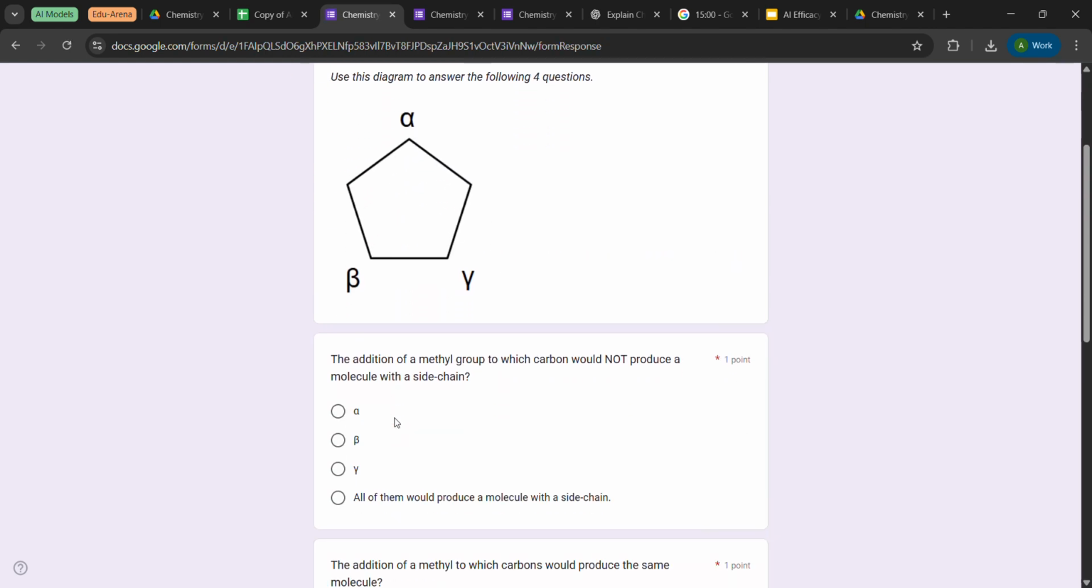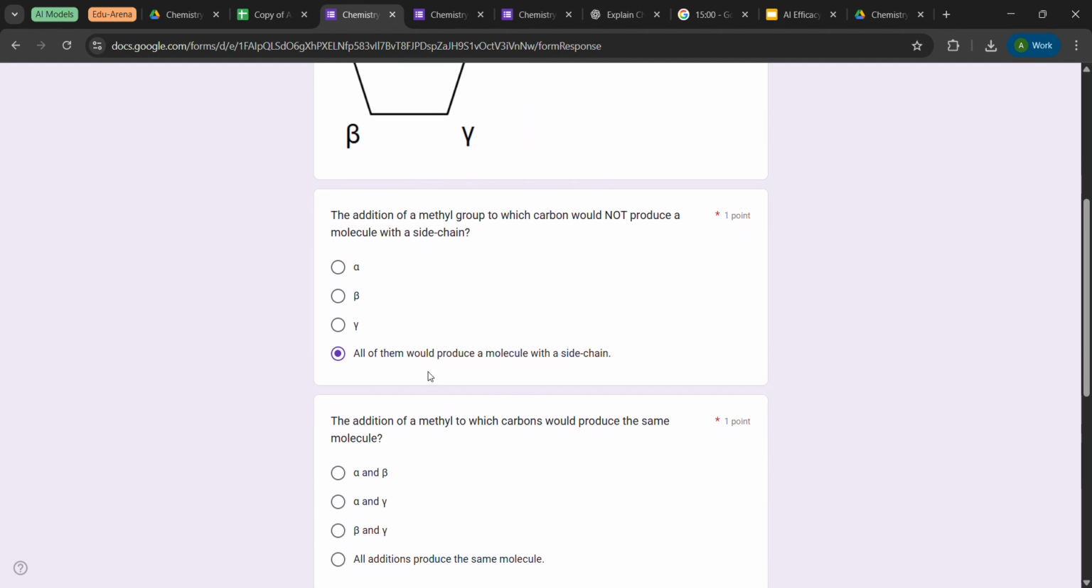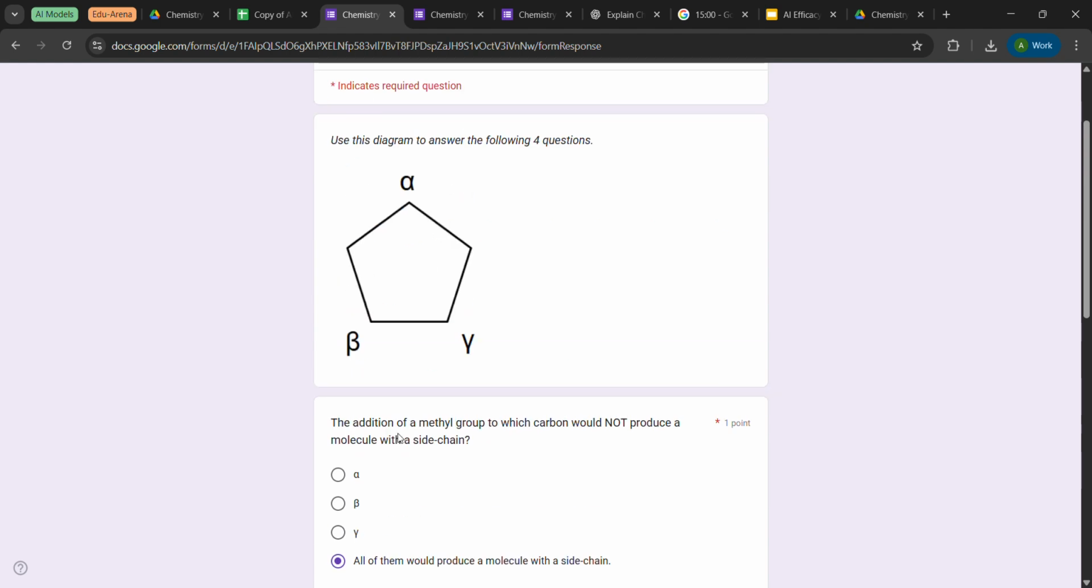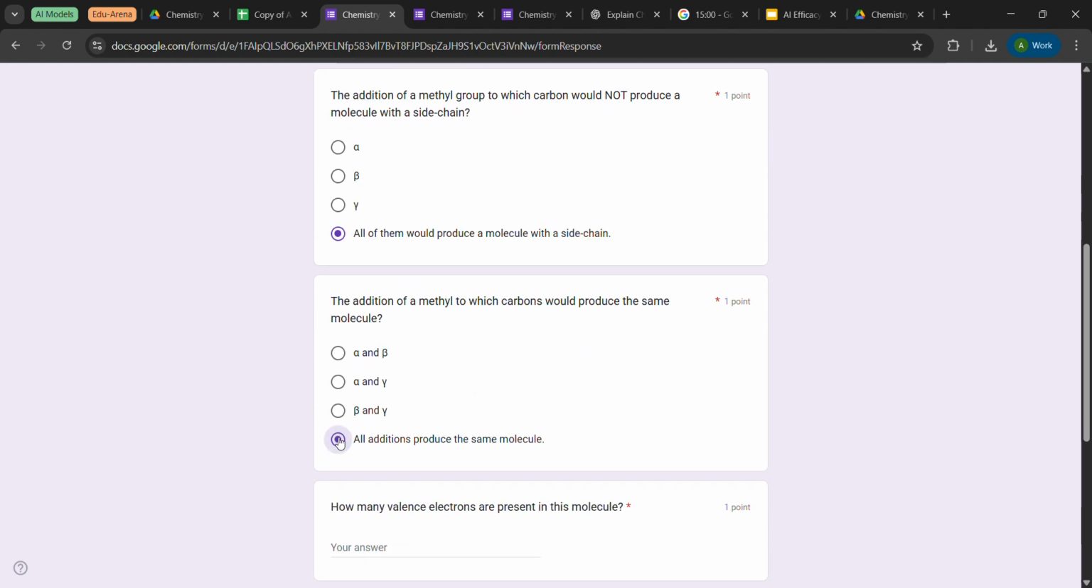That would not produce, no, a side chain. All of them will produce a side chain. The addition of a methyl to which carbon would produce the same molecule? If I add methyl over here or over here or over here, they will all produce the same.